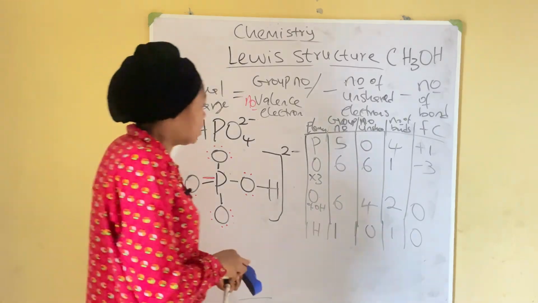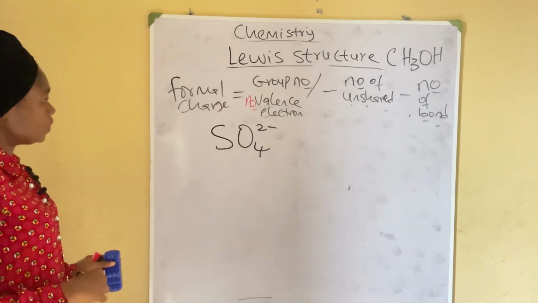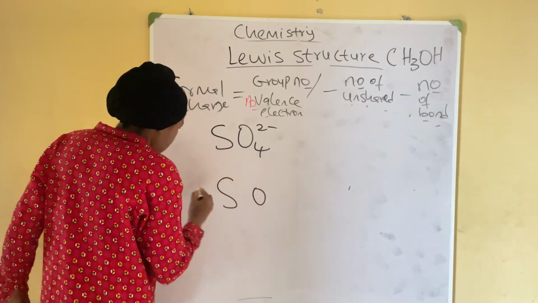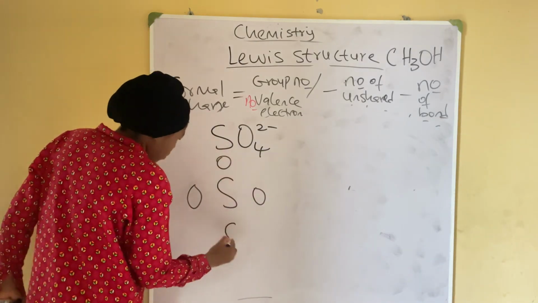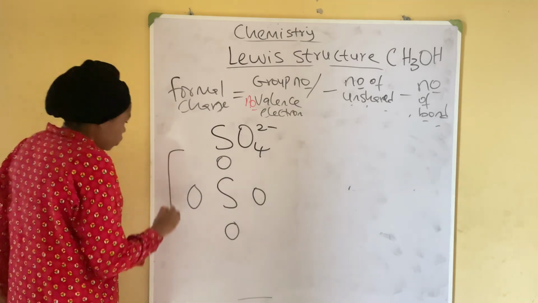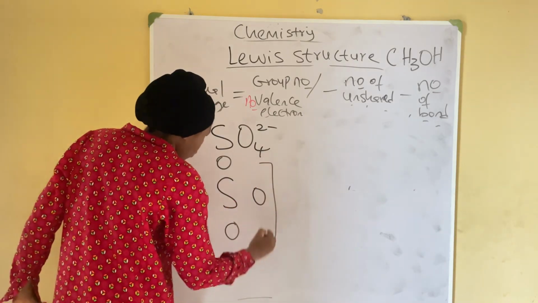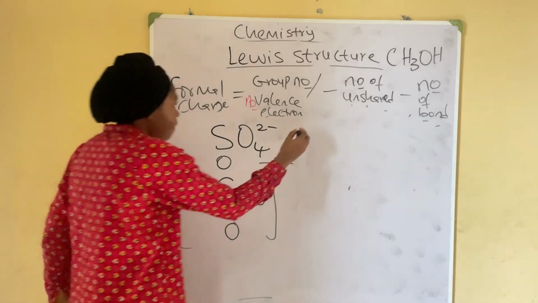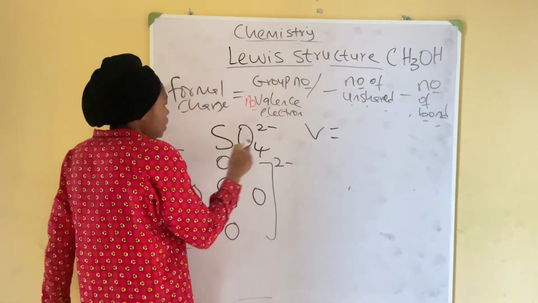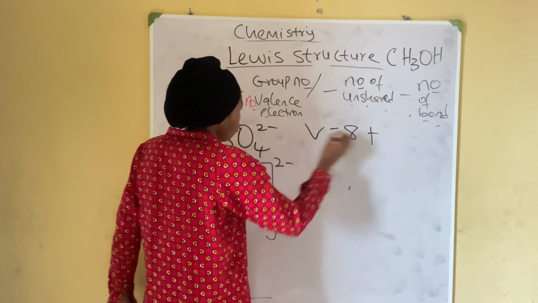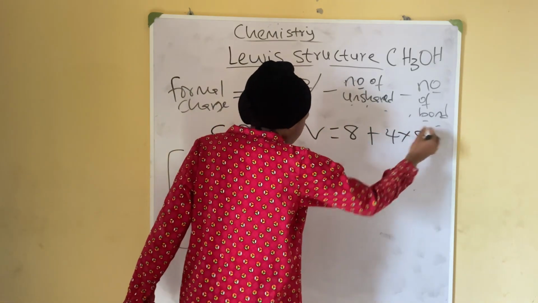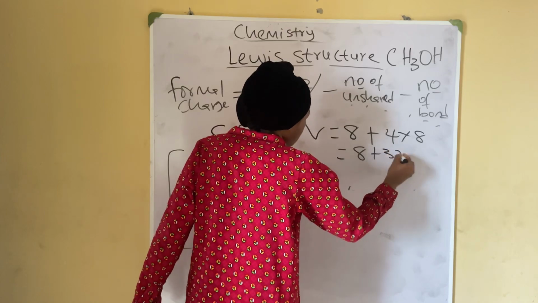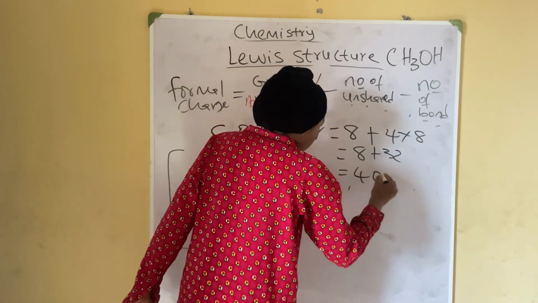Okay, let's look at the last exercise. SO4 2-, with sulfur being the central atom. So there's a charge of minus 2. Okay, let's look at our V. V is 8 for sulfur plus the 4 atoms, 4 times 8. 8 plus 32. That's 40 electrons.